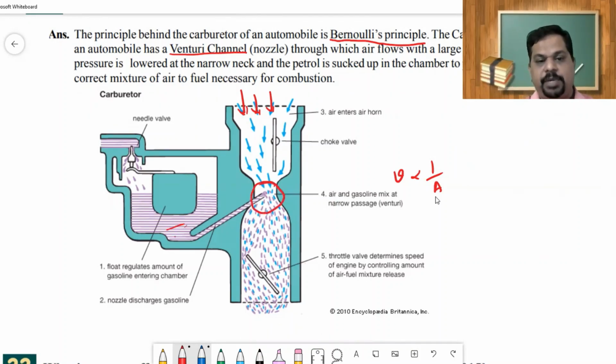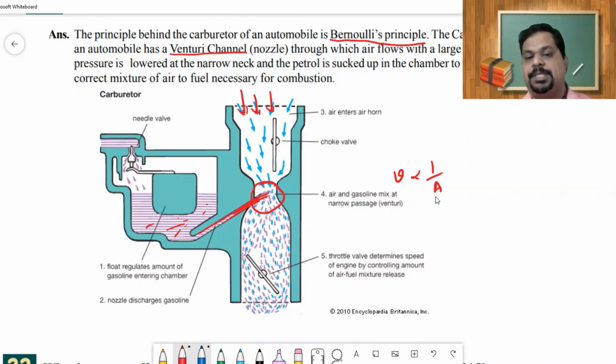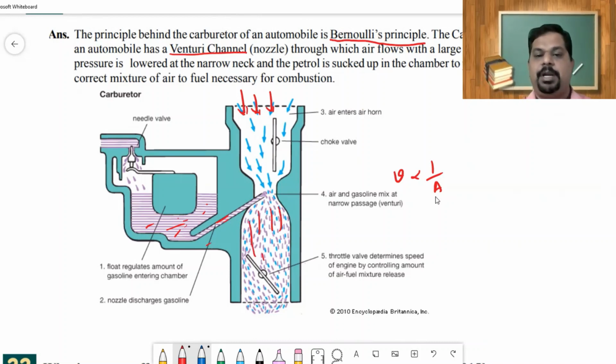Now see, this is the fuel pump. This is all petrol. So what happened? From this pump, since a low pressure is created here, the petrol just comes out of this pipe. It will be sucked up, and this air and petrol mixture will be given to the combustion chamber. This is what a carburetor will do.